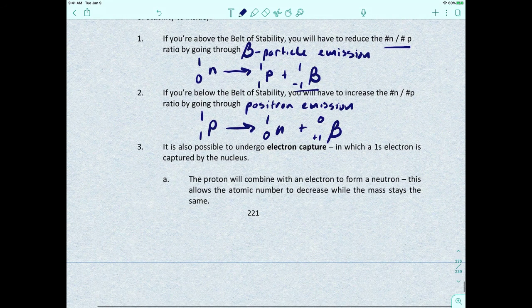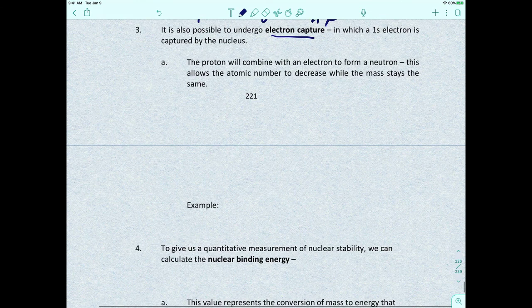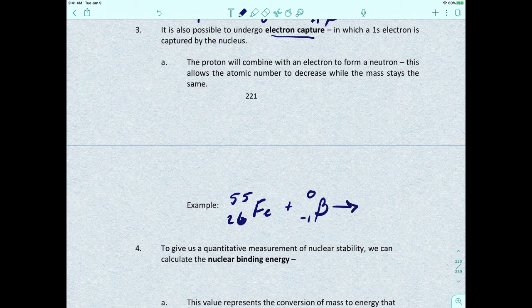Now, it's also possible to undergo something called electron capture, where you're taking a 1s electron and it's captured by the nucleus. And the proton will combine with the electron to form a neutron. This allows the atomic number to decrease while the mass stays the same. An example of something like this is, let's say you take iron 55, which has an atomic number 26, and you react that with an electron or a beta particle. That's going to give you manganese 55.